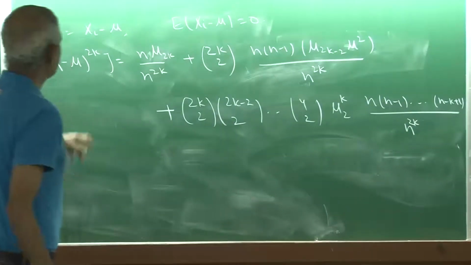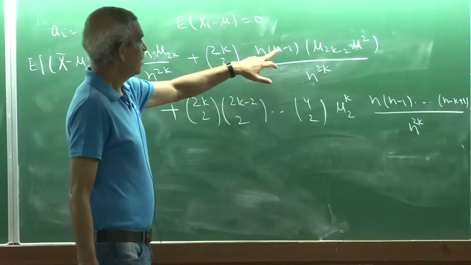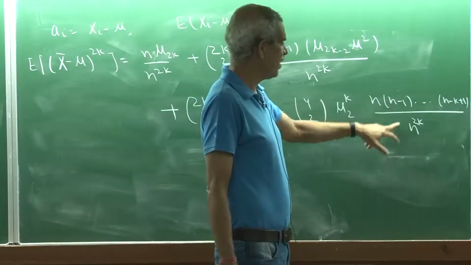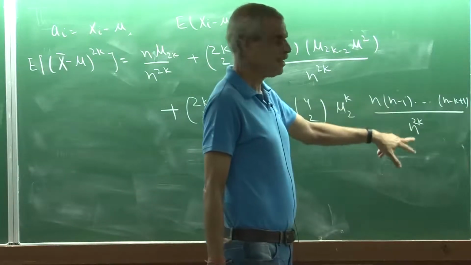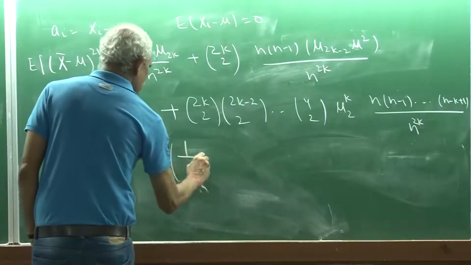So what do I do? This is of order 1 upon n to power 2k minus 1. This is of order 1 upon n to power 2k minus 2. The smallest is coming from here. This is n to power k over n to power 2k. So this is little o of 1 by n to power k.